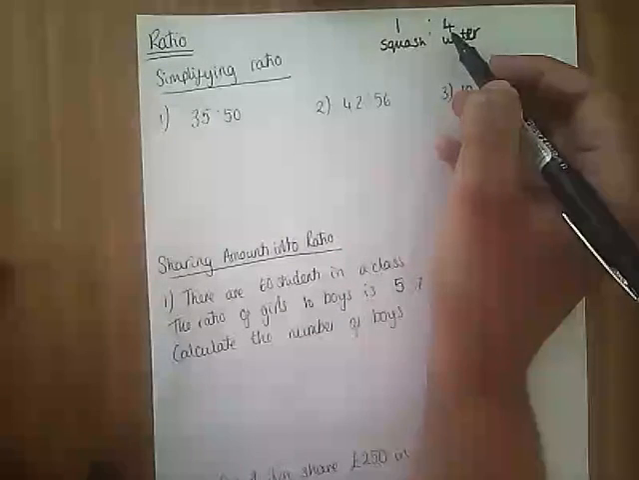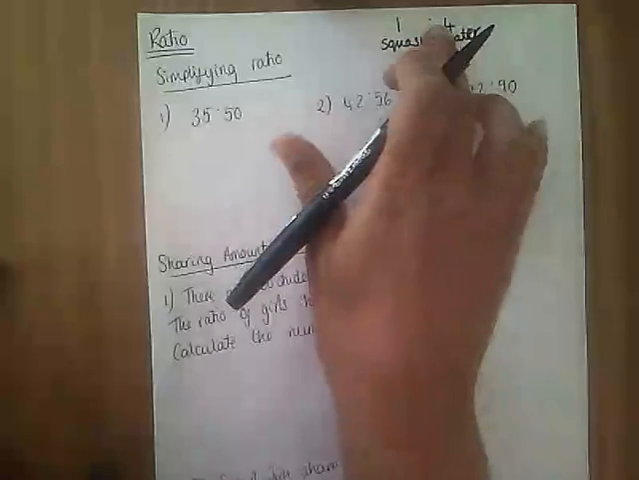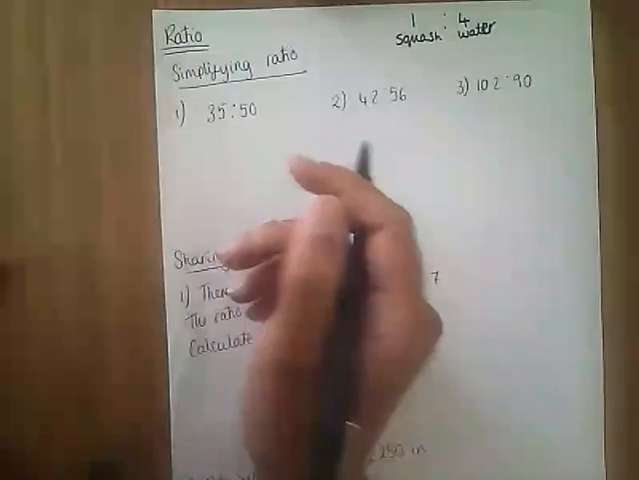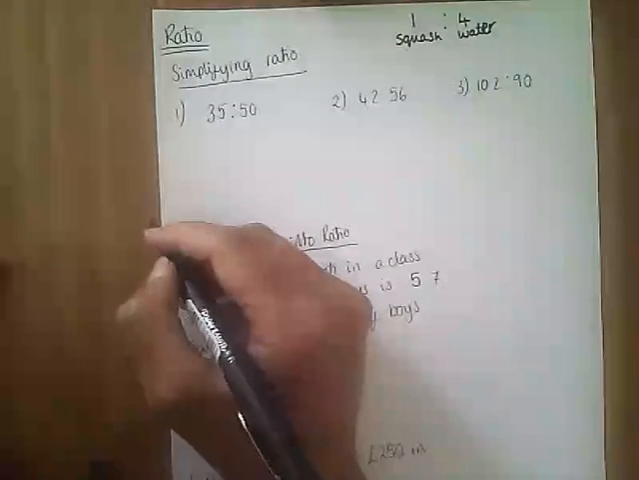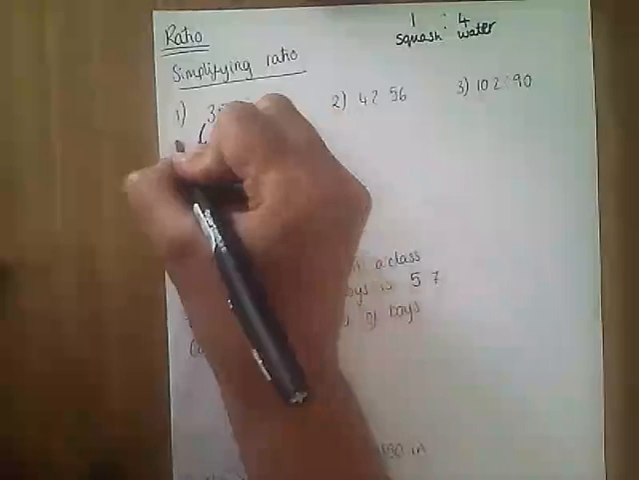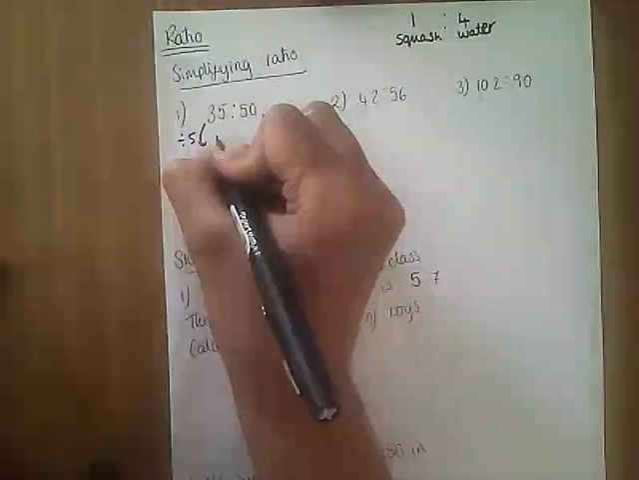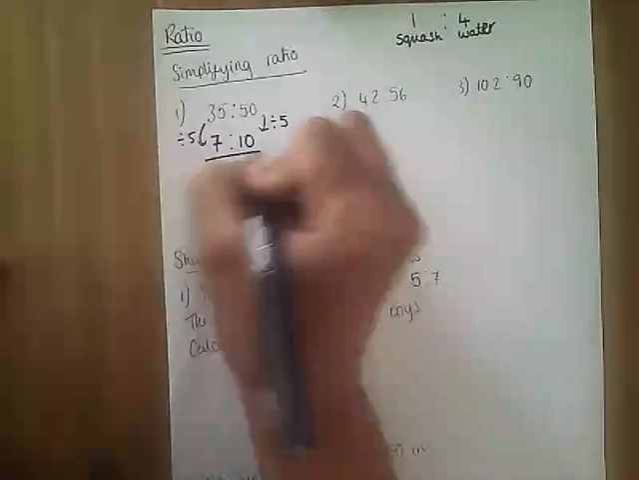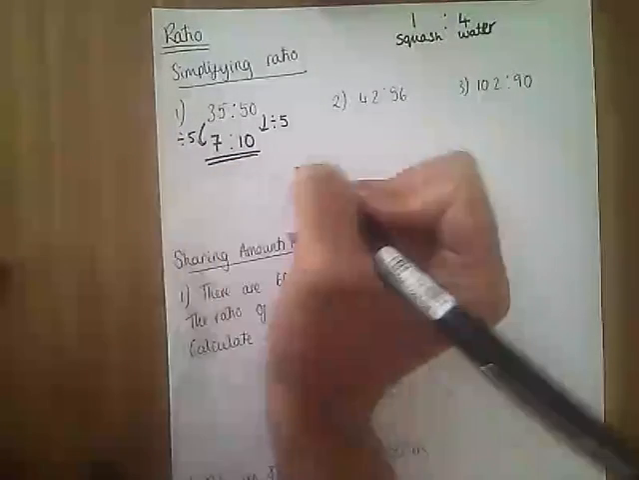Okay, so we can simplify ratios to make them a bit easier to work out. You might be asked to simplify a ratio. It is just like simplifying fractions. You find a number that goes into both bits of your ratio. So this first one, we can divide both sides by 5. How many 5s are in 35 is 7. How many 5s are in 50 is 10. That is as simple as it goes because there is no number that goes into both 7 and 10.